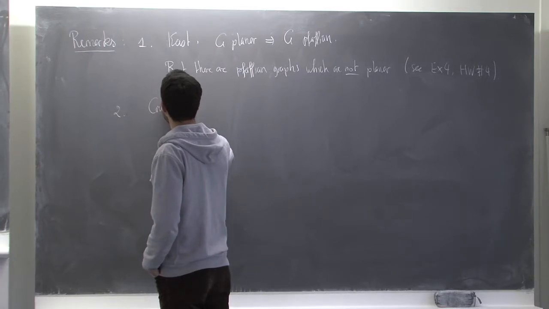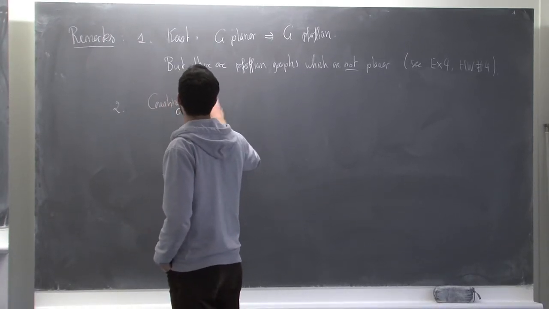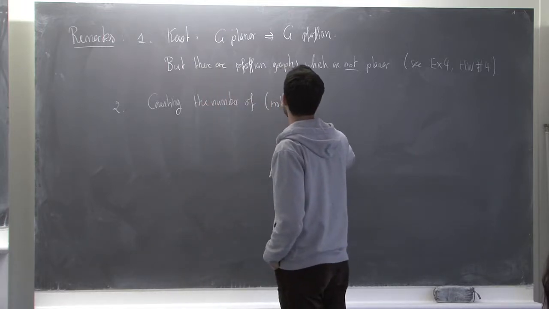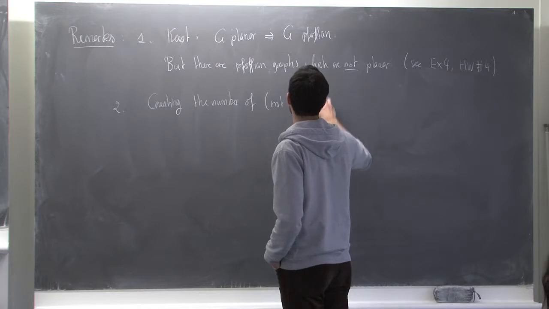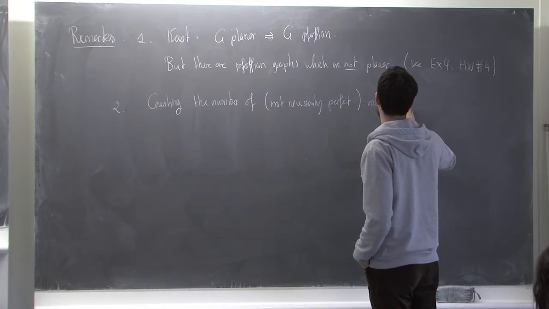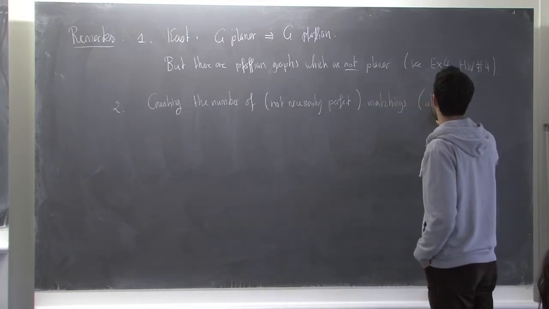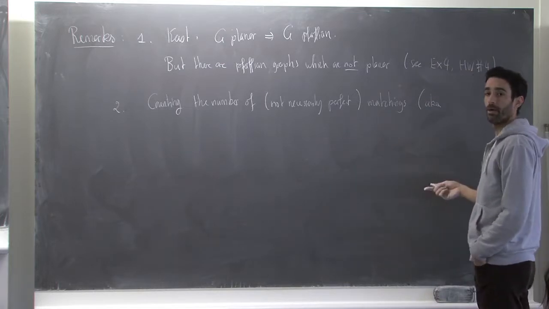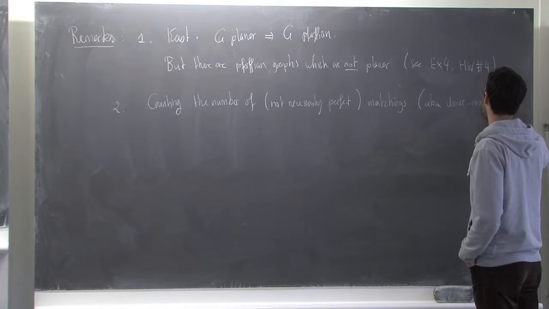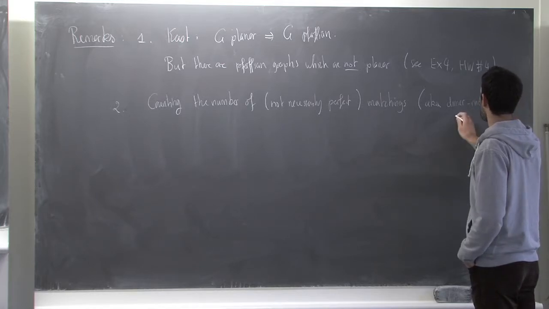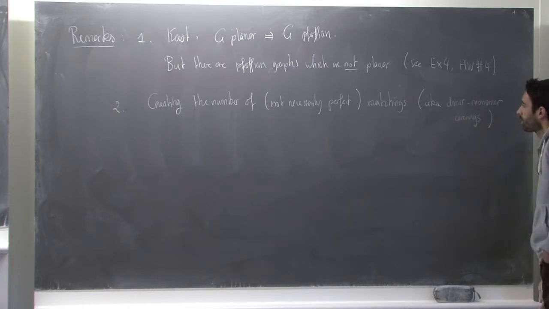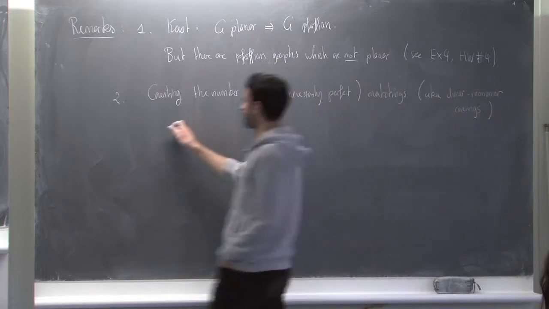Counting the number of not necessarily perfect matchings, also known as dimer-monomer configurations, let's just say dimer coverings, is actually Sharp-P complete.